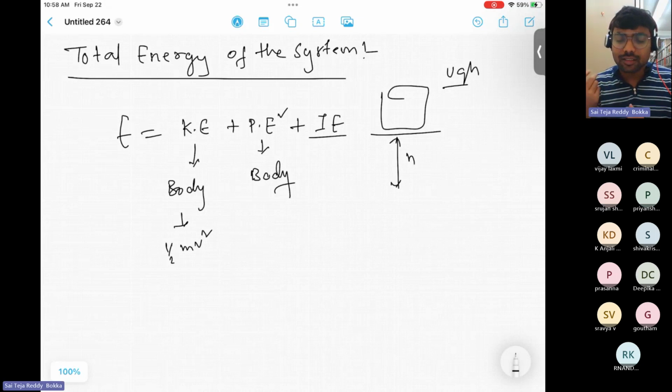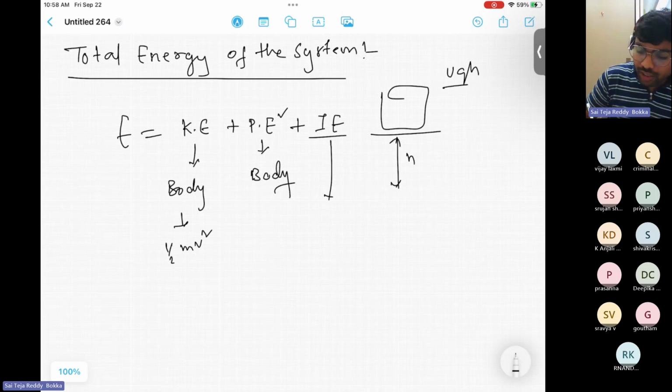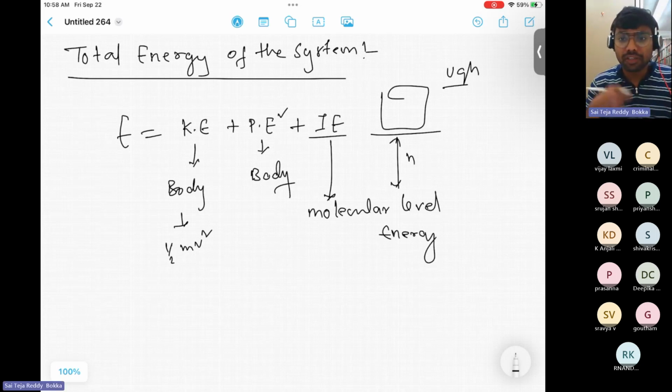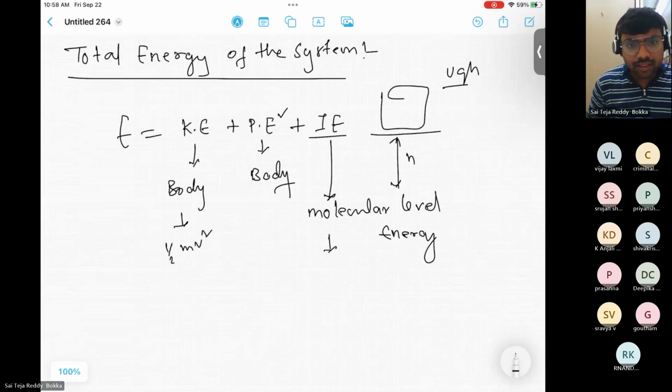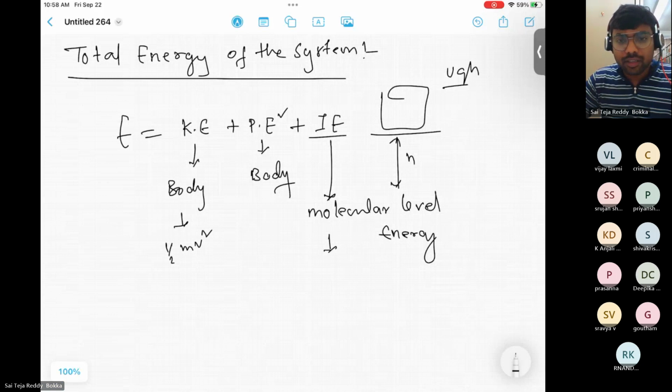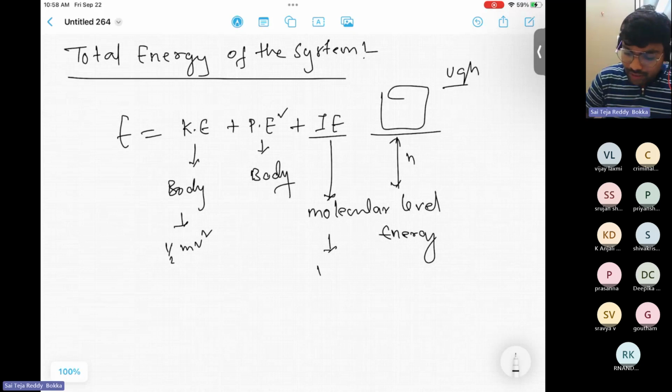So here internal energy is about the sum of molecules, right? So it is molecular level energy, we call it internal energy. Then what molecular level energy do we have? As I have said a number of times yesterday, the molecules will have kinetic energy. Yes or no? The molecules will vibrate. So there is a vibrational energy.